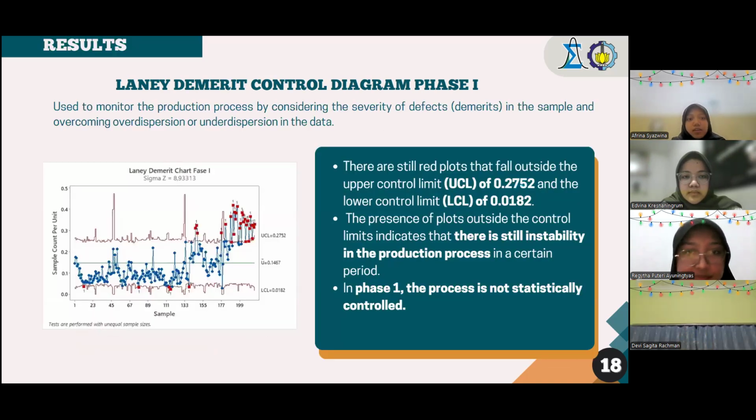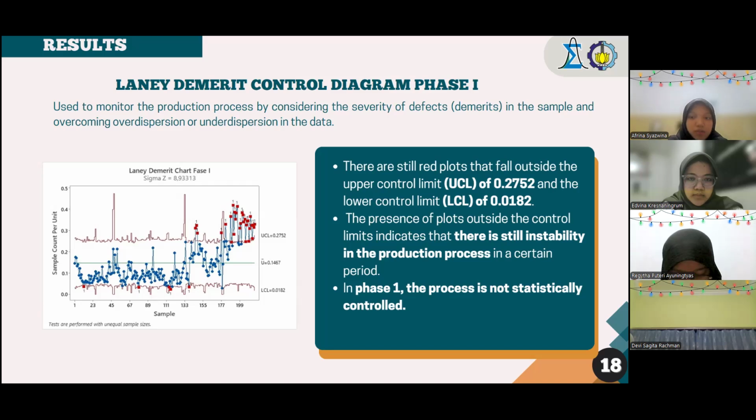The next step is checking the Laney demerit control diagram in phase 1. This diagram is used to monitor the production process by considering the severity of defects, or demerits, in the sample and overcoming over dispersion or under dispersion in the data. With the help of Minitab, we can see that there are still red plots that fall outside the upper control limit of 0.2752 and the lower control limit of 0.0182. The presence of plots outside the control limit indicates that there is still instability in the production process in a certain period. In phase 1, the process is not statistically controlled.